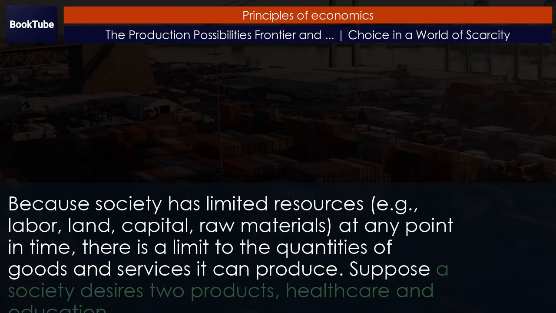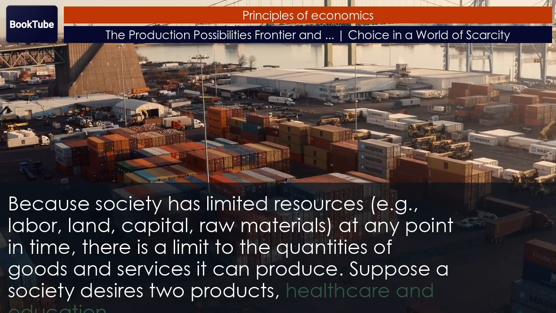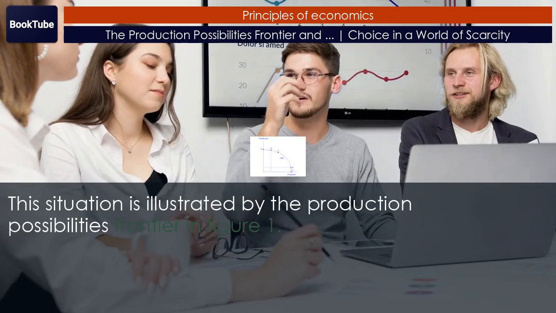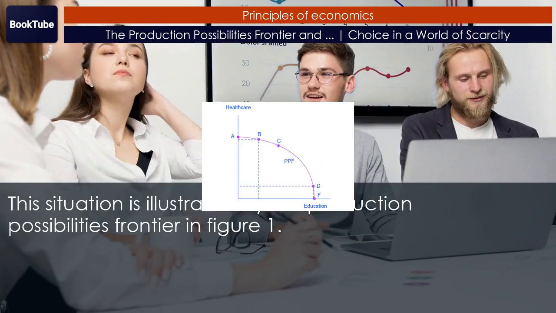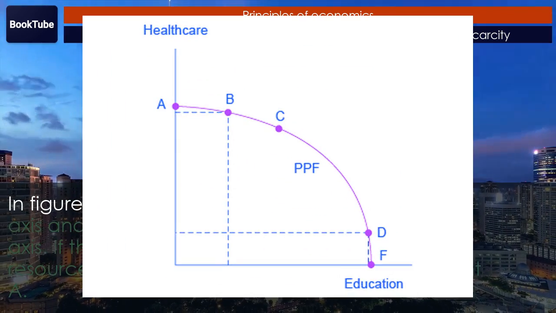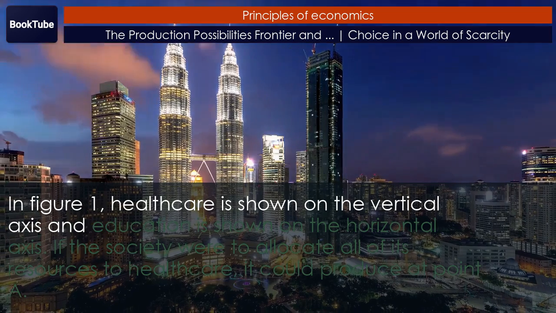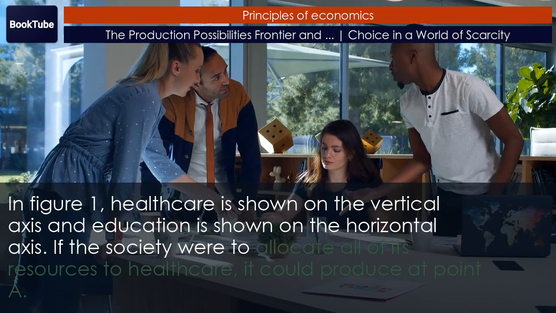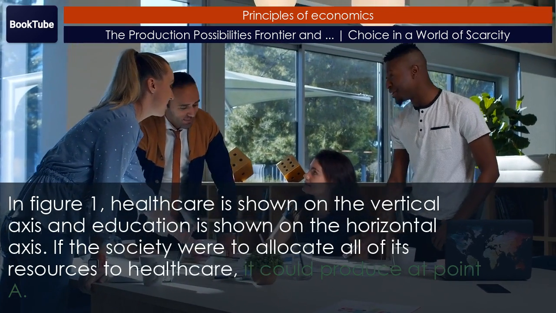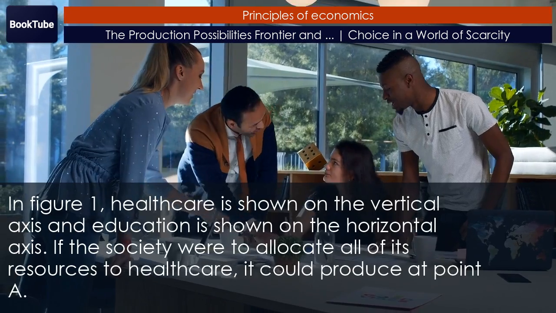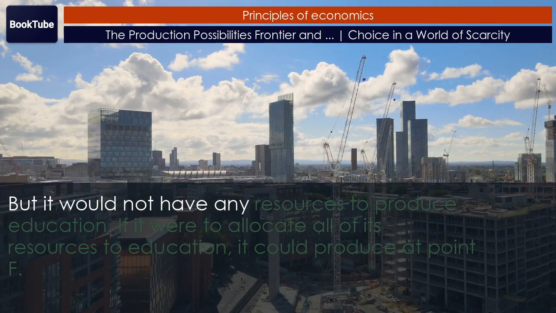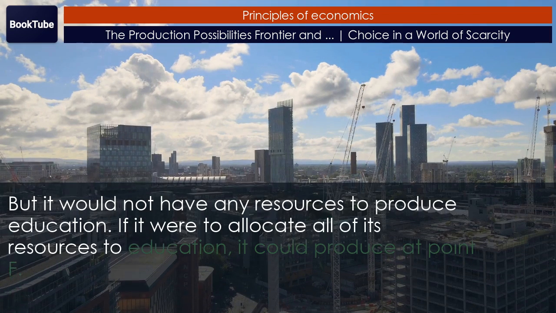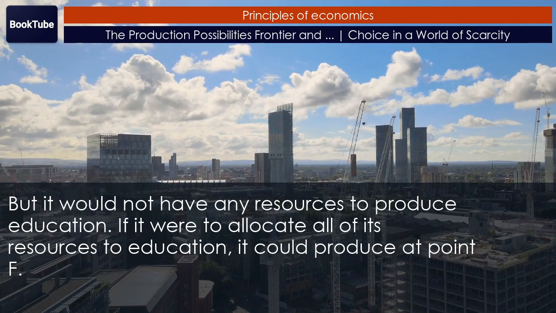Suppose a society desires two products: healthcare and education. This situation is illustrated by the production possibilities frontier in Figure 1. In Figure 1, healthcare is shown on the vertical axis and education is shown on the horizontal axis. If the society were to allocate all of its resources to healthcare, it could produce at point A, but it would not have any resources to produce education. If it were to allocate all of its resources to education, it could produce at point F.